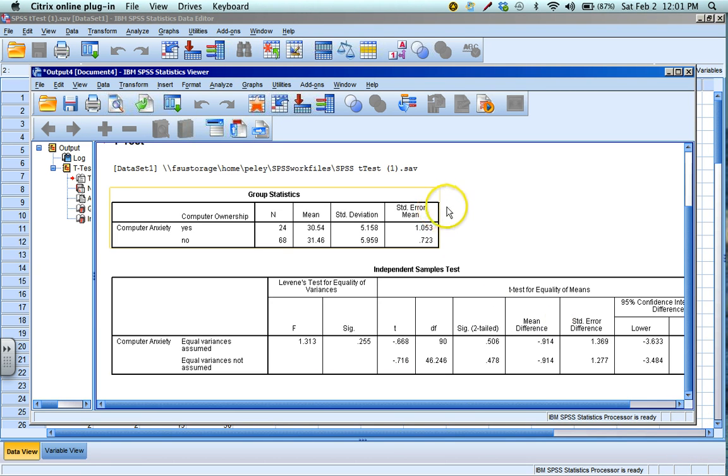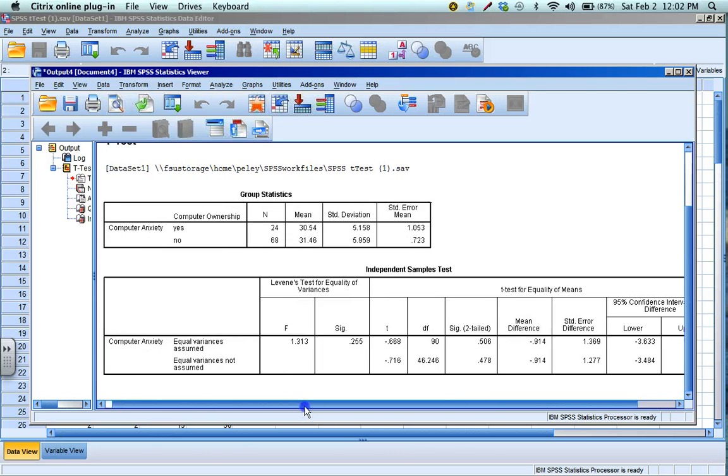All right, so what we're looking at right here is the groups. Some summary statistics here. We have 24 people that actually own a computer, and then we have 68 who do not own one. Their averages are 30.54 and 31.46. So if you notice there, they're pretty close. So I'm not feeling really good about this being a significant test. Standard deviation is 5.158 and 5.959. So let's go on down to our t-test.